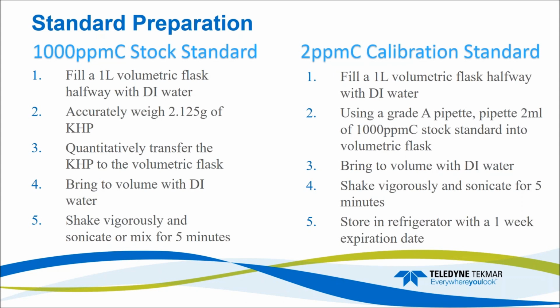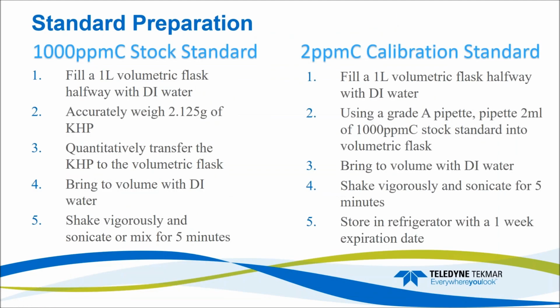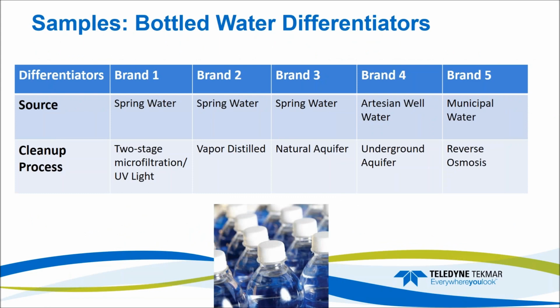You can preserve it with 1% phosphoric acid, which some people do, but if you do that, I recommend you reduce the amount of acid in the method. If you're going to preserve it with 1% phosphoric acid, you're going to want to reduce this down because you already have acid in your method. So you don't have to worry about the inorganic carbon being removed. You already have acid in the matrix. All right, so let's talk about the sample.